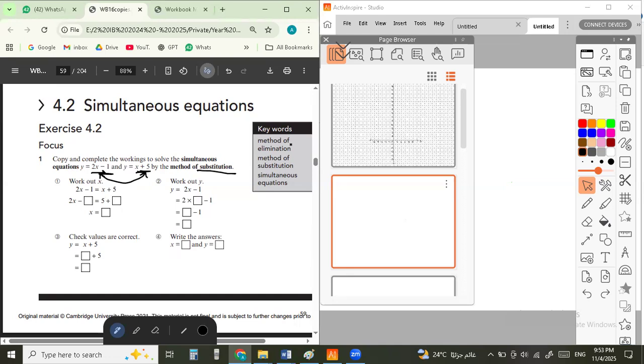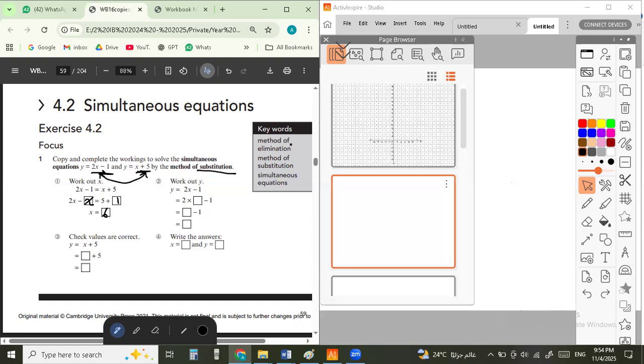Exactly. So I'm going to take 2x minus 1 and say that it is the same as x plus 5. I start solving the equation, get the x to the other side, so it becomes negative x. Take the negative 1 to the other side, so it's 5 plus 1. So 2x minus x is just x, 5 plus 1 is 6. Now I found that x is 6. How can I find y?